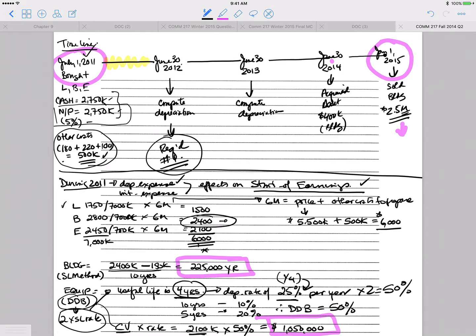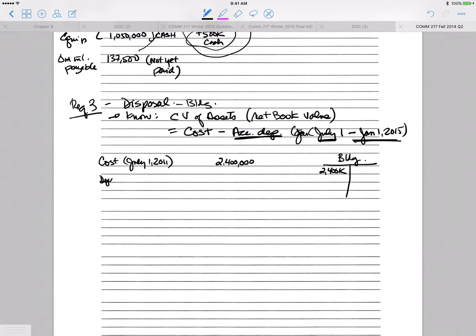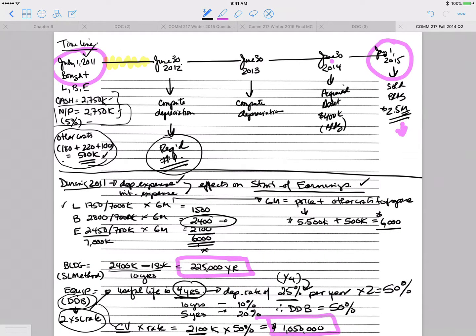So for the year ended June 30th, we would have recorded depreciation. So depreciation for the year ended July 2012, and we know that's $225,000. Depreciation for year ending July 2013, that's $225,000. Okay, let's go back to the timeline. So we're here, nothing has happened. We acquire the asset, we depreciate it at the end of 2013.